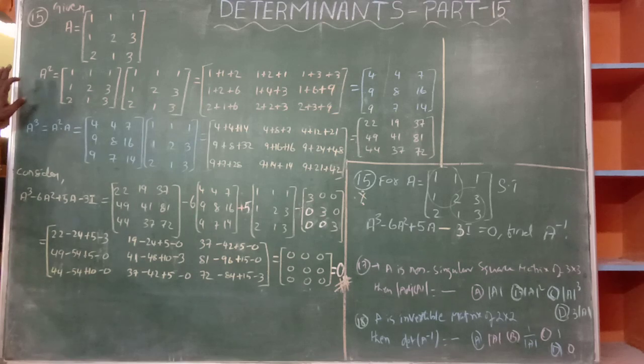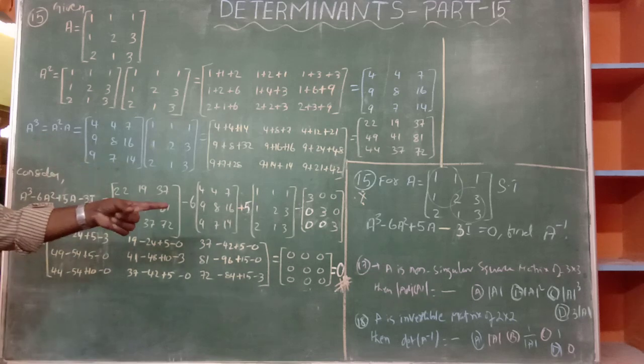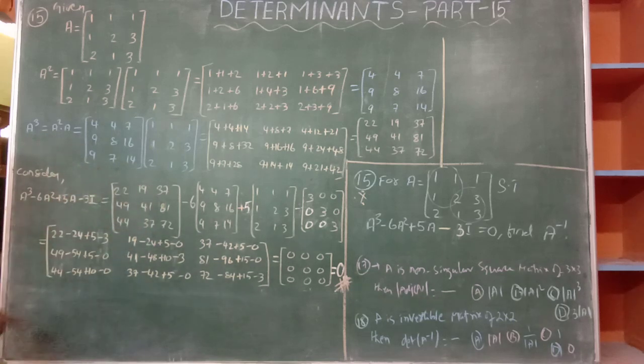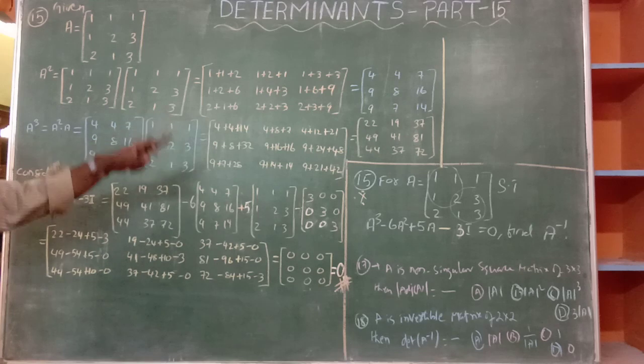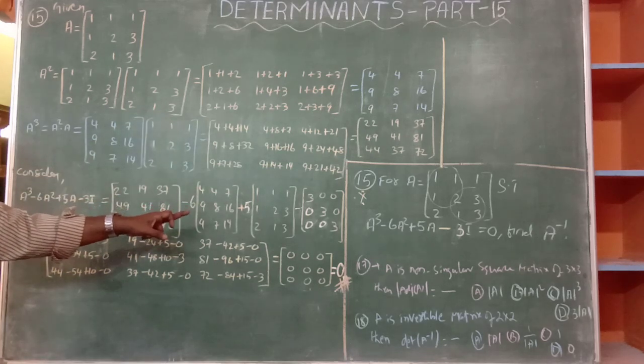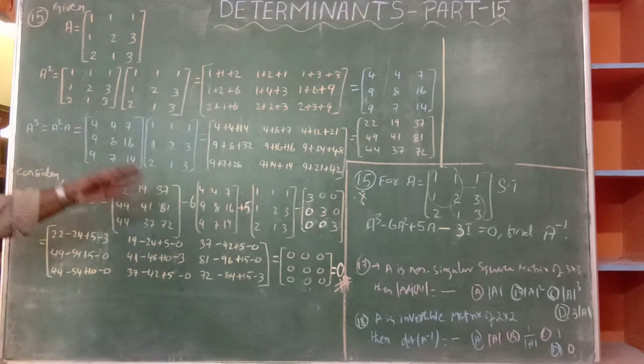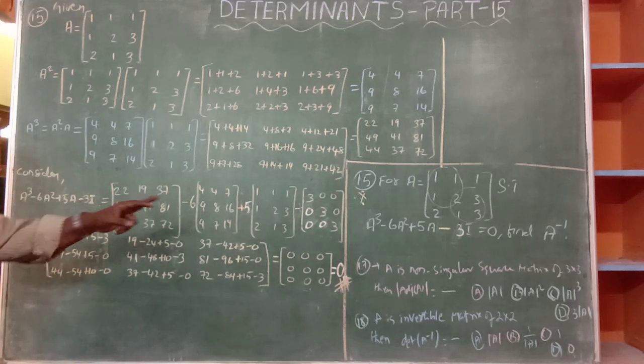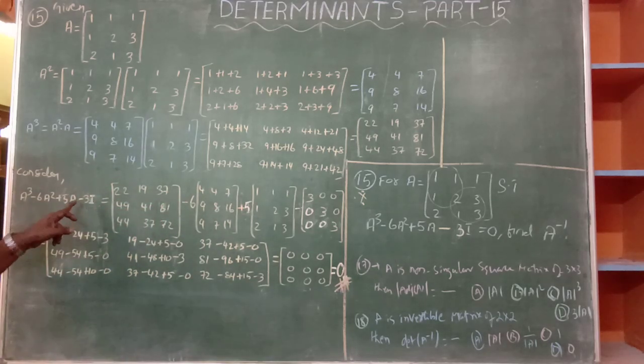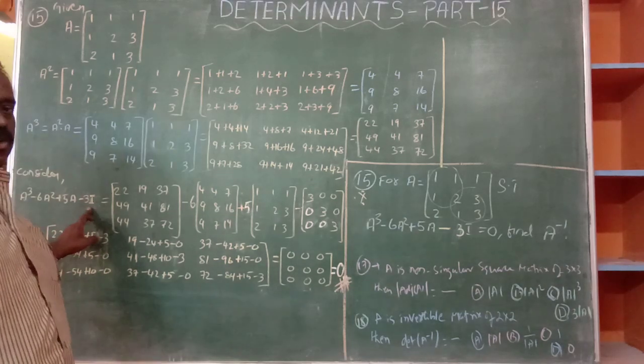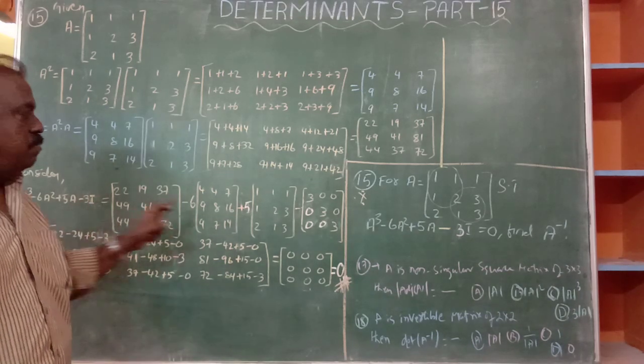Okay, now be careful. We found A square and A cube. Now we substitute those values in the expression in order to get 0. So A cube minus 6A square plus 5A minus 3I. A correction is there, try to correct it. A cube is written, 6 into A square, 5 into A, the same matrix given, and minus 3 into I. I wrote minus 3 into I as the matrix 1, 0, 0, 0, 1, 0, 0, 0, 1.